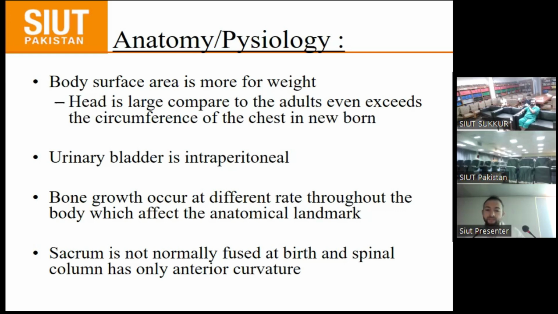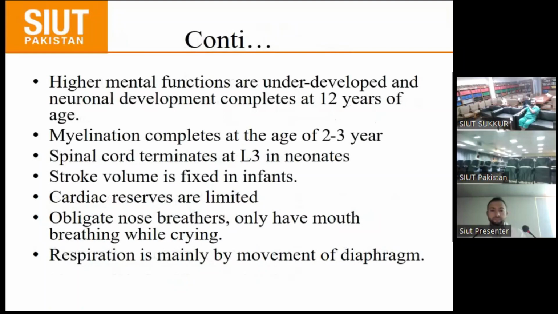The sacrum is not fused at birth, and the spinal column has only an anterior curvature. Higher mental functions are underdeveloped, and neuronal development is complete by 12 years of age. Myelination is complete at the age of 2 to 3 years. The spinal cord terminates at the level of L3 in the neonate. Stroke volume is fixed in infants. Cardiac reserve is limited. Infants are obligate nose breathers and become mouth breathers only while crying. Respiration is mainly by movement of the diaphragm.